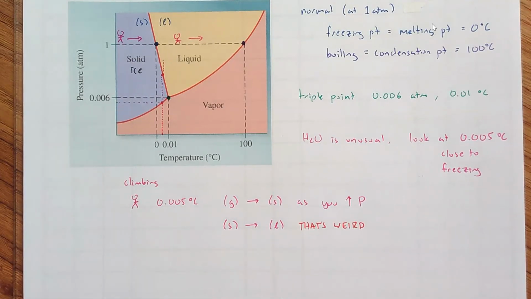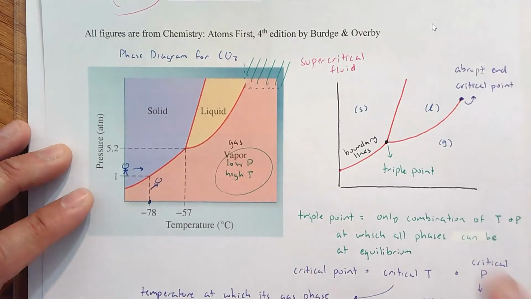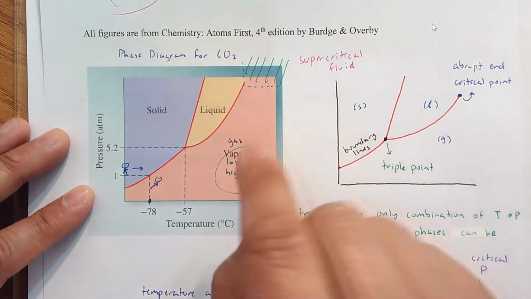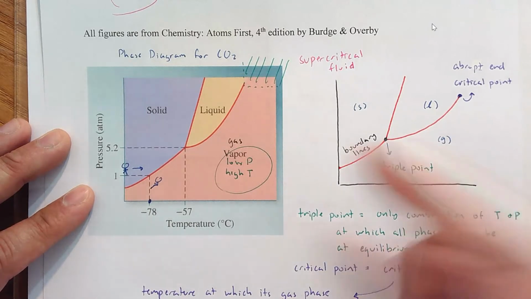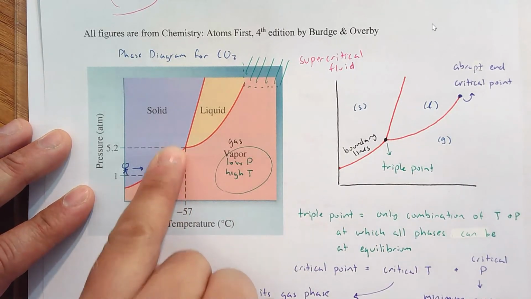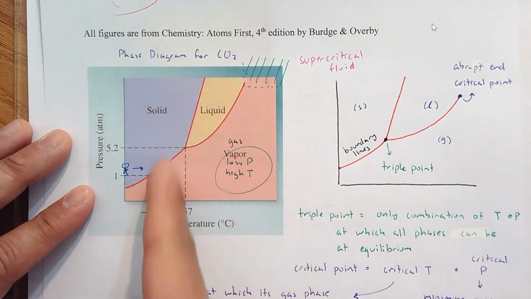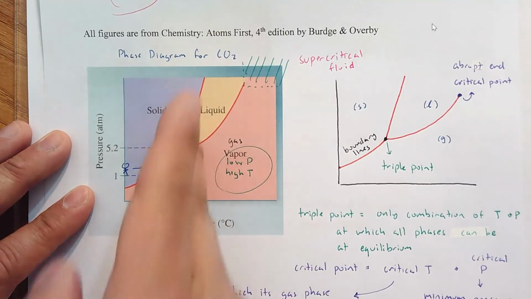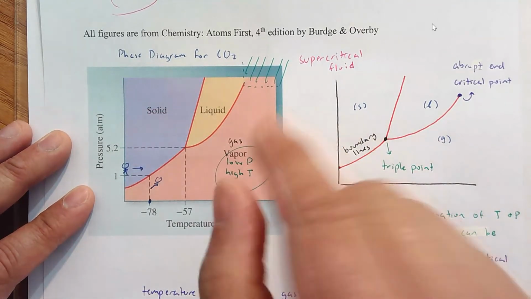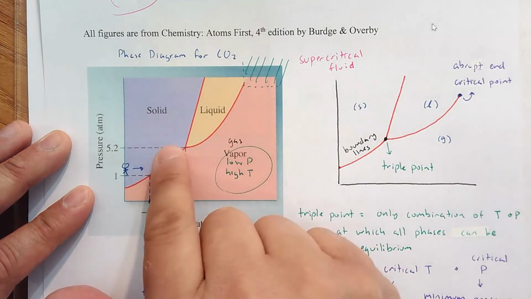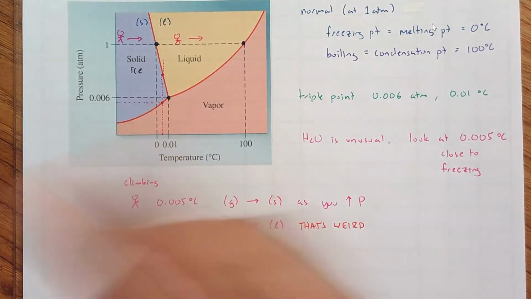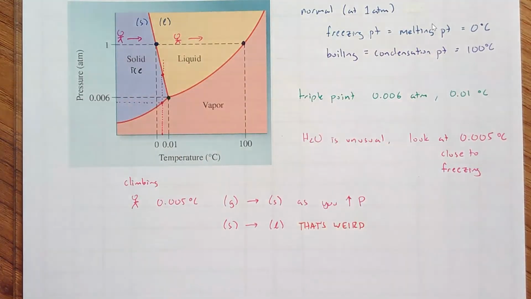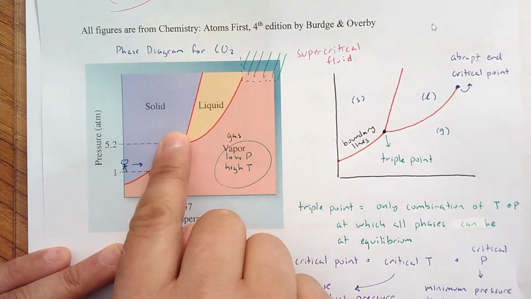Do you remember your CO2 line here? There is no temperature at which you could go from solid to liquid as you increase the pressure. Once you get into the solid, you're going to stay in the solid if you hold the temperature constant. So there is a vapor to solid transition for CO2 and for water, but now we have a solid to liquid transition that most substances don't have.